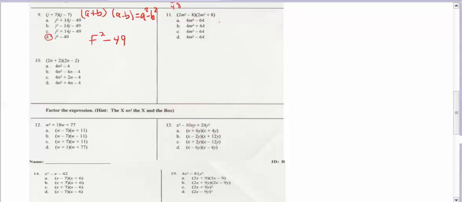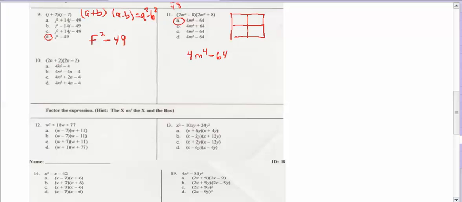Again, if you did not remember how to do this special case, you could always do your box or your FOIL method, and you get the exact same answer I am getting, but a little bit slower. So I'm going to square the first term, which is 2 times 2 is 4. I'm going to square the m squared, so it's m to the 4th power. Square the last term, 8 times 8 is 64, and it's minus. So I'm looking for 4m to the 4th power minus 64, so it's letter A.